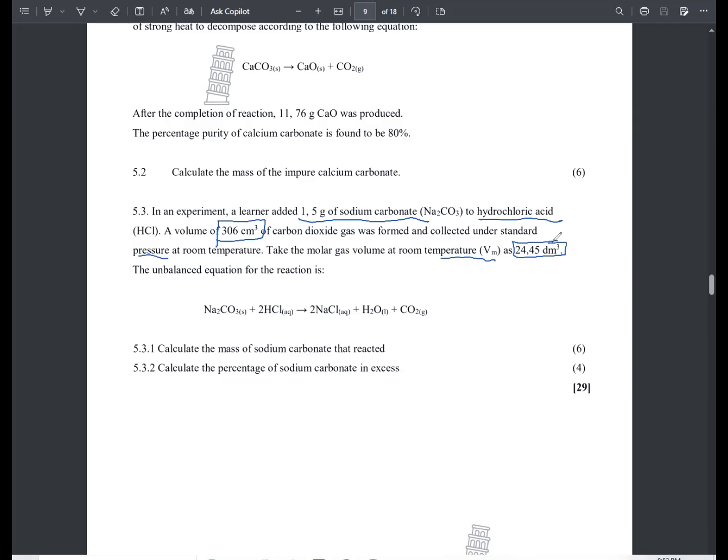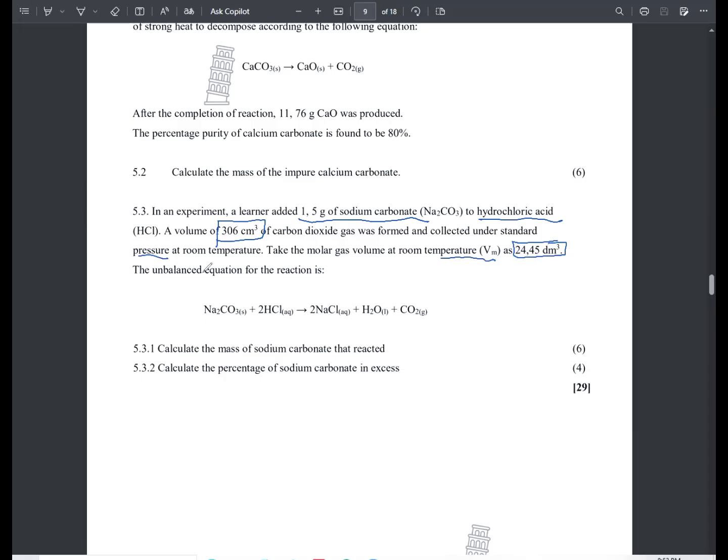So that means we can't use the 22.4. I did a hint on that to say that if you are not given, you can use the 22.4. If they say STP and you are not given, assume it's 22.4. But if you are actually given the molar gas volume, then you have to discard that one and use the one that you are actually given.